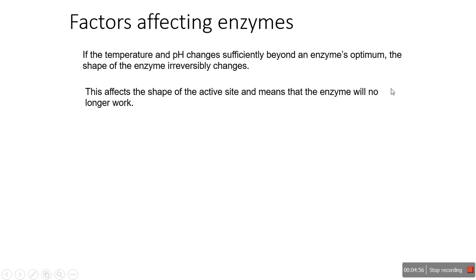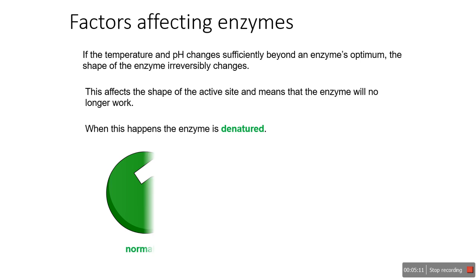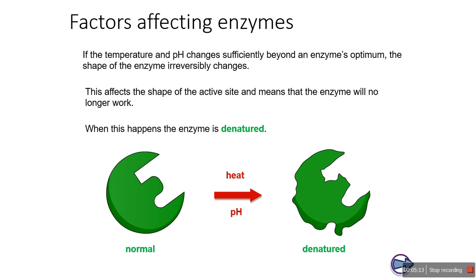Now, if the temperature and pH changes sufficiently in an organism, either above or below the optimum, the shape of the enzyme can change. Okay, and we say it may become denatured. So here's a normal enzyme, and if it gets too hot, or the pH is too acidic or too alkaline, you can see the active site shape change, and it wouldn't accept any more substrate to break down, which is the things that get broken down. We call that the substrate.